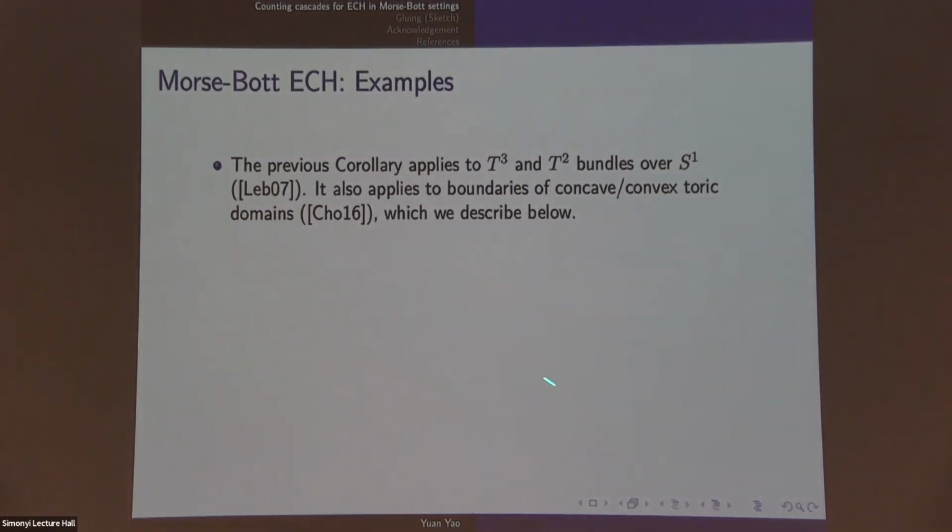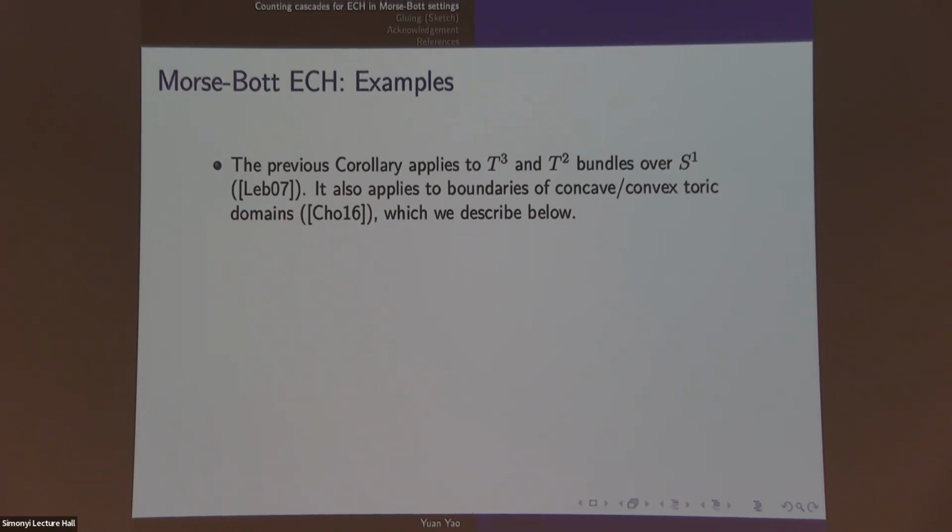Okay, so when does this actually happen? First of all, it works for T3. It works for T2 bundles over S1. This is Lebow's thesis. And then it also applies to boundaries of concave and convex toric domains, which we describe briefly below. Sorry, do you mean Choi? Oh, yeah, this is Choi. They have a weird rendition of how the references come up. And what's the first one? That's the full name? T3. No, Lebow. Okay.